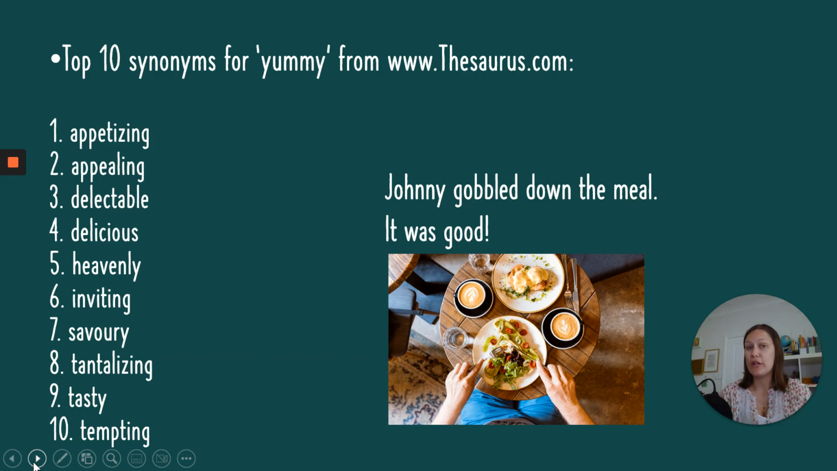It was savoury. Johnny gobbled down the meal. It was tantalizing. Johnny gobbled down the meal. It was tasty. Johnny gobbled down the meal. It was tempting. Now, some of those words suggest that Johnny hasn't eaten the food yet, that it looks like it's going to be yummy if he eats it. It's tempting him, or it's tantalizing him, or it's inviting him. We're talking about how he feels about the food after he's gobbled it down, so we don't want those synonyms.